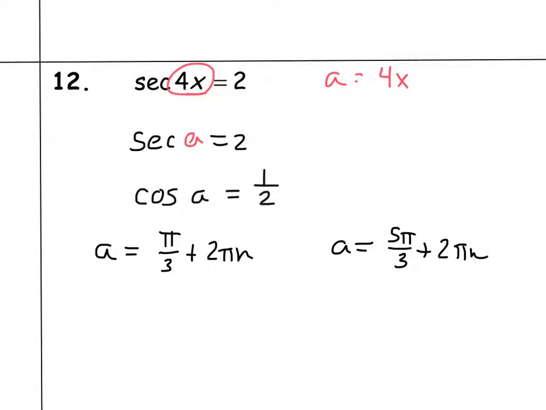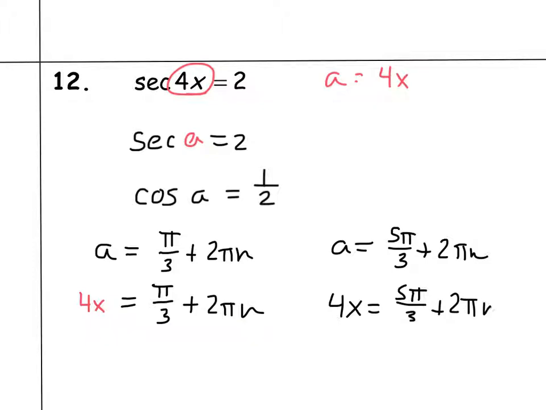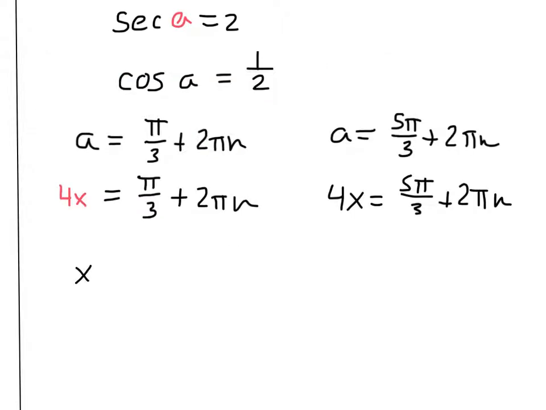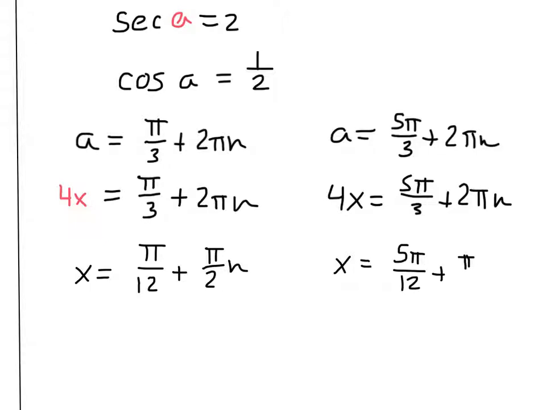Now we substitute back in for a: 4x equals pi over 3 plus 2 pi n, and 4x equals 5 pi over 3 plus 2 pi n. Divide everything by 4 to get x equals pi over 12 plus pi over 2 n. And the same thing happens over here: 5 pi over 12 plus pi over 2 n. And there you go.